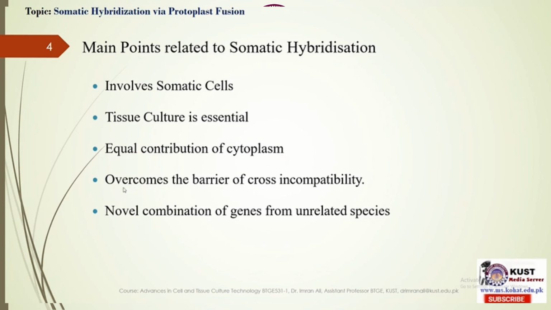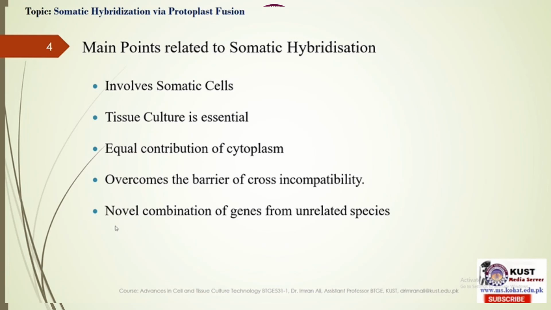One of the important points is that somatic hybridization overcomes the barrier of cross-incompatibility, or we can say sexual incompatibility. Sexual incompatibility is the inability of species to breed and produce offspring. Here, in somatic hybrids, we can overcome that sexual or cross-incompatibility by developing somatic hybrids of species which are not sexually compatible in natural conditions.